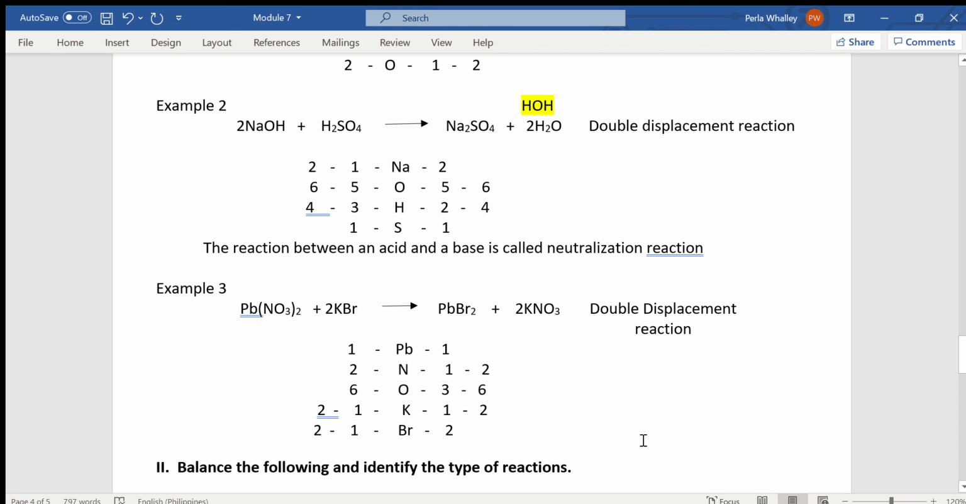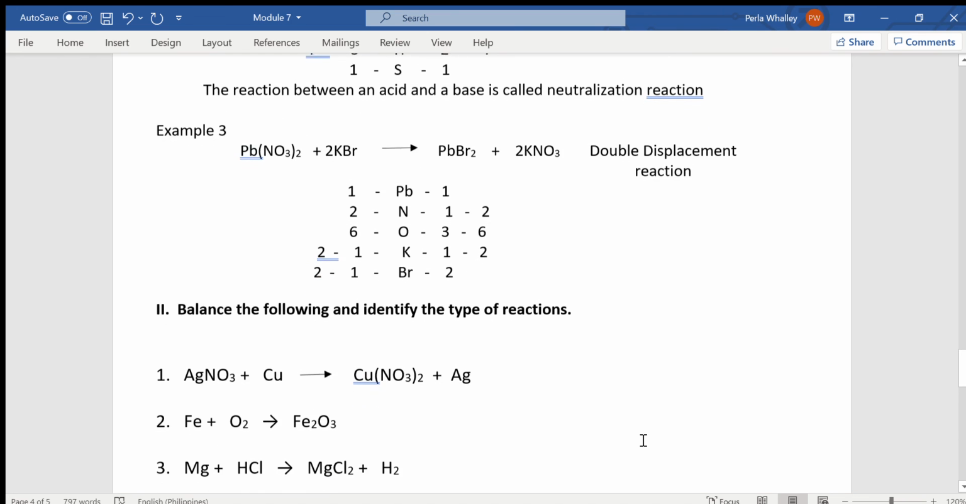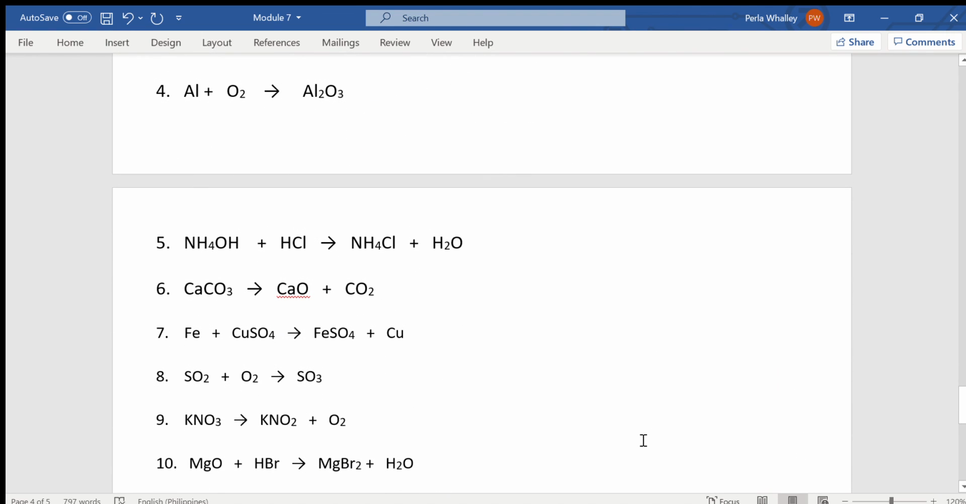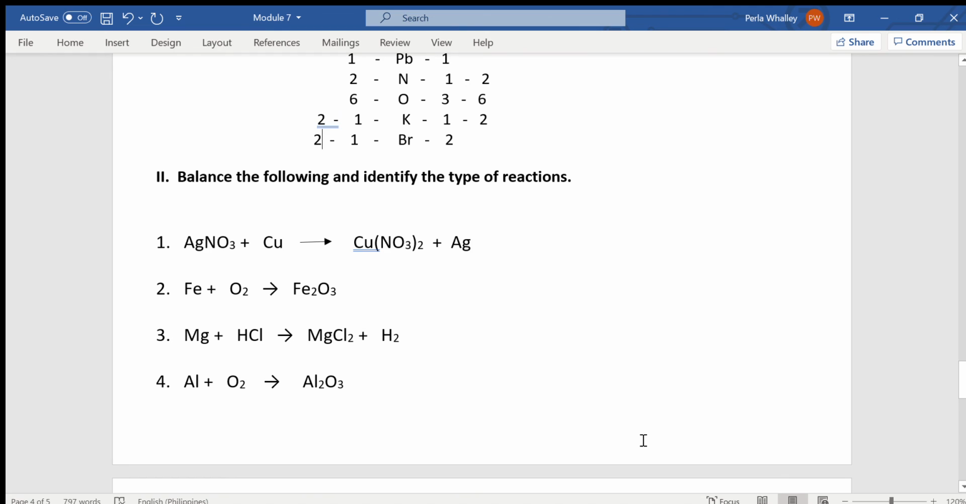Okay, then you have 10 equations to balance. Good luck. I hope that you understand and can balance these 10 equations easily.